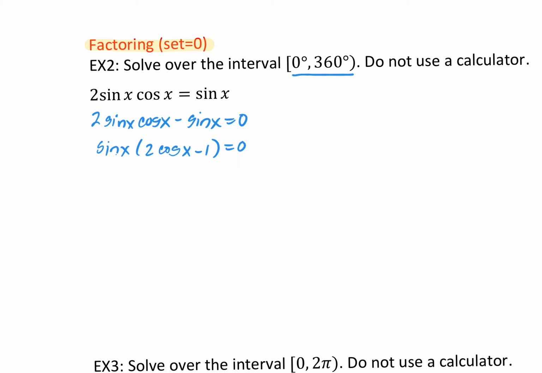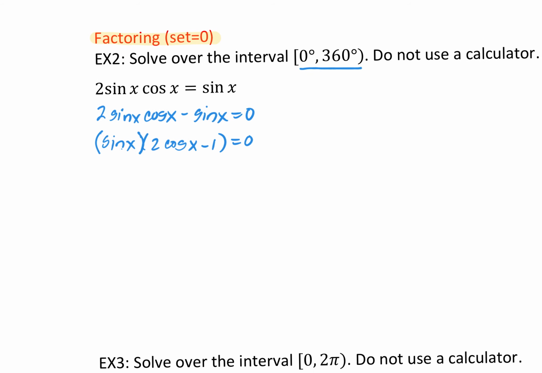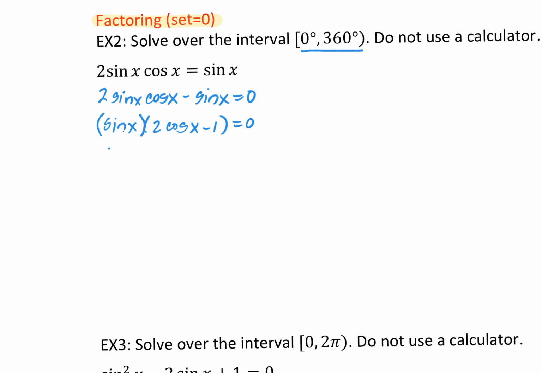And then I have a sine of x. So what I've done is I've broken this down into two factors. So I have this product set equal to 0. And in each one of those parentheses, I have a single trig function, which was my goal. And now I can simply set sine of x equal to 0 and 2 cosine of x minus 1 equal to 0 and solve these equations separately.